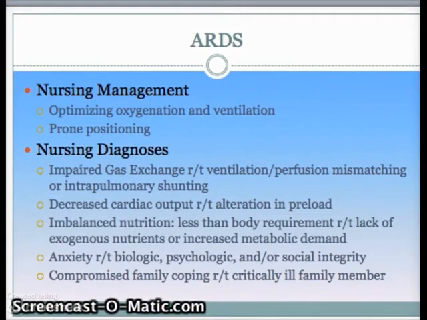Nursing management is to optimize oxygenation and ventilation. One of the things you might see done with an ARDS patient is prone positioning. Now, nurses are very reluctant to put their patients on their stomach. We don't really like the fact that the patient's face is pushed into the pillow. It makes us very nervous, but prone positioning has been shown to work in some of these patients. These are some of the nursing diagnoses right here. Of course, impaired gas exchange, decreased cardiac output, imbalanced nutrition, etc.